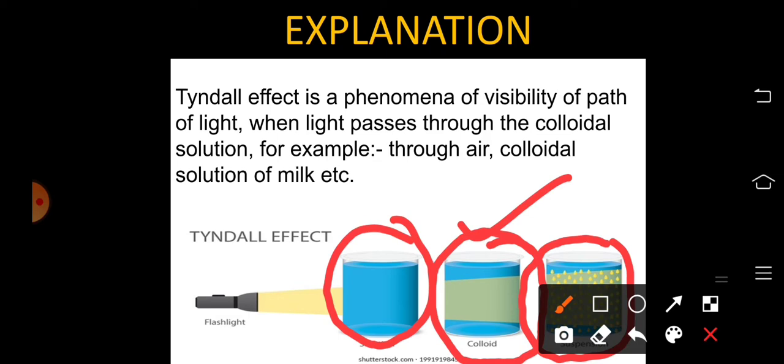As you can see in this picture, when the light passes through a true solution, the path of light is not visible. In the suspension, due to the bigger particle size, the light gets scattered and spread in the whole of the solution, because of which we can't see the path of light. But in the colloidal solution, as the particle size ranges between both of the solutions, the path of light can be easily seen.